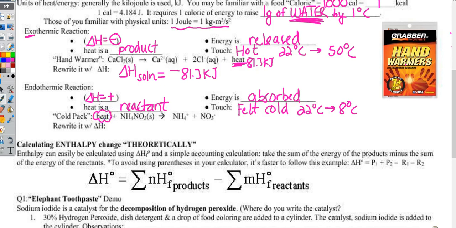Again, what we can do instead is we can say the heat, the delta H, for creating the solution of this is actually equal to a positive, and typically in thermo we do include the sign.